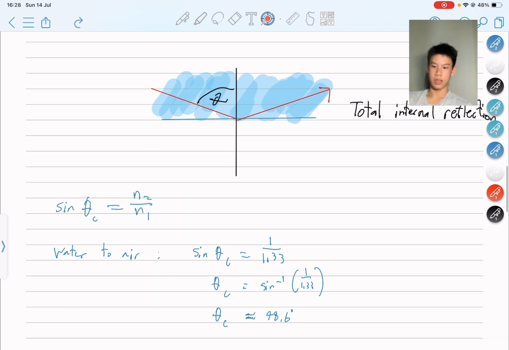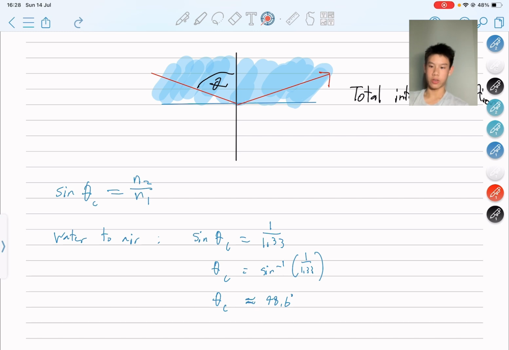As you can see in this example, as light moves from water to air, n2 will be the refractive index of air, which is 1, and n1 will be the refractive index of water, which is 1.33. And you can solve for the critical angle, which is 48.6 degrees.